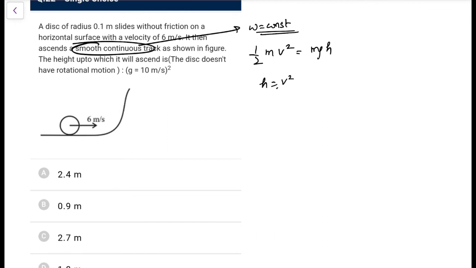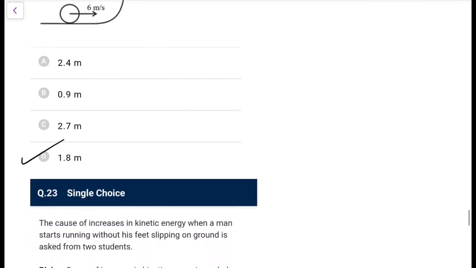So h would be equal to v square by 2g. If it was pure rolling, then we would have to multiply by that beta factor, if you have learnt like that. So it is v square by 2g here only. So 36 upon 2 into g, which is 10. So 36 by 20, that is 1.8 meters. Go for option D.